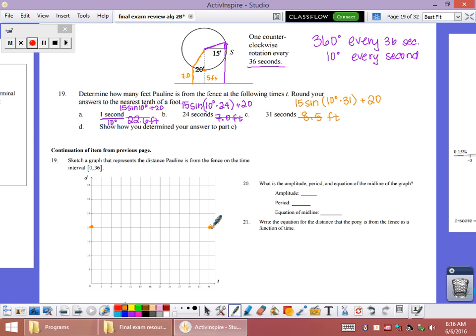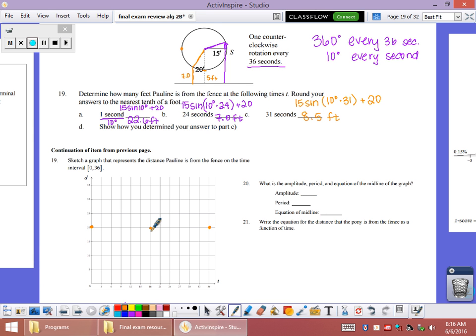Yeah, when she is halfway through the pony ride, she's that same 20 feet from the fence. So that is at 18 seconds. She's 20 feet from the fence. Okay, that's going to be our midline that we talked about before.